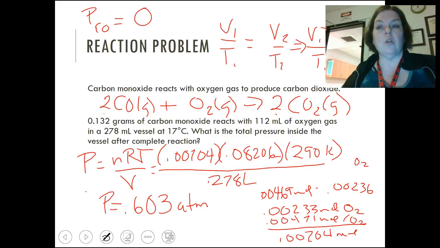But this is partial pressures and how we can use them. So make sure you've taken these notes, because tomorrow we'll be applying them to some problems and doing a few things with that. All right, thank you.